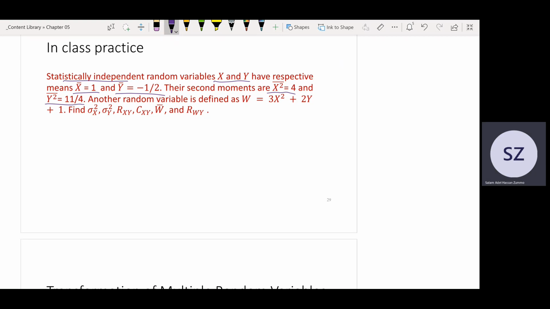Another random variable is defined as w, which is a function of x and y: 3x squared plus 2y plus y. The question is to find the variance of x, the variance of y, the correlation between x and y, the covariance, the mean of w, and the correlation between w and y. So everything we studied in the lectures, we will do it for one example.